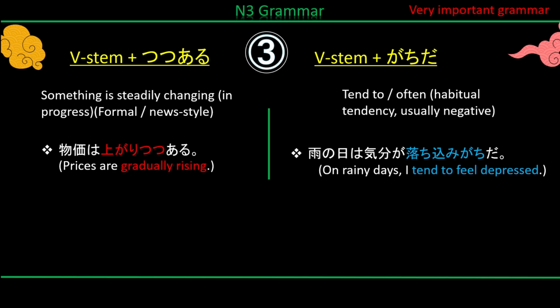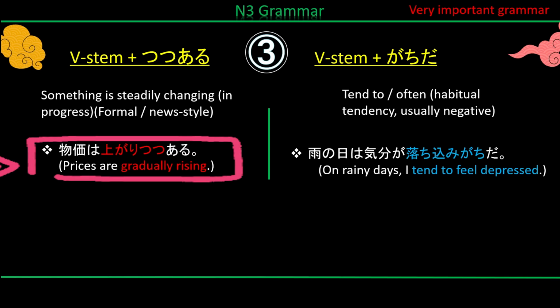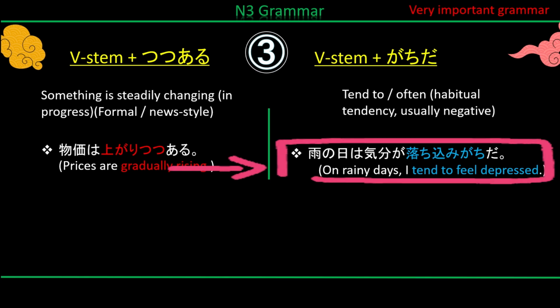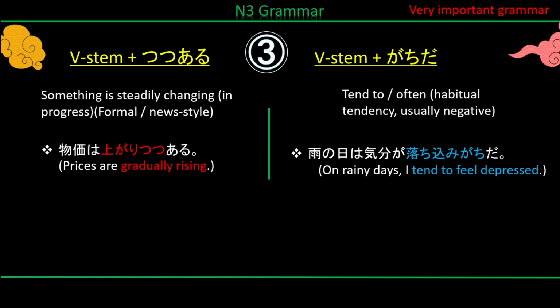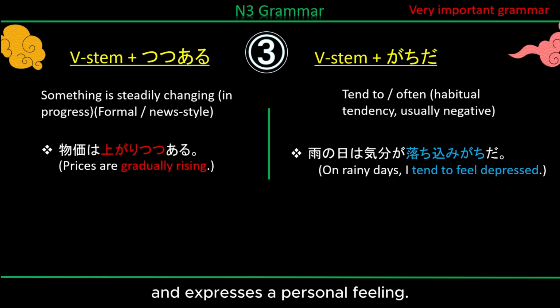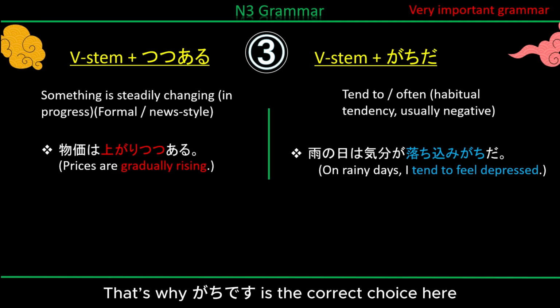So now let's understand this with examples. The first example is Bukka wa agari tsutsu aru. And this means prices are gradually rising. The second example, Ame no hi wa kibun ga ochikomi gachi desu. So this means on rainy days, I tend to feel depressed. So now let's clearly differentiate these two. The first sentence sounds formal and objective and very similar to news style language. That's why we use tsutsu aru here. The second sentence describes a habitual tendency and expresses a person's feelings. That's why gachi desu is the correct choice.